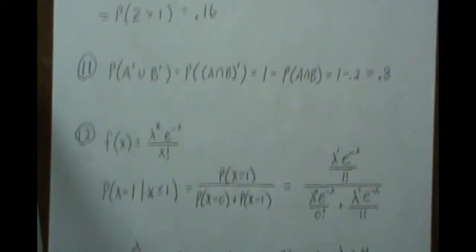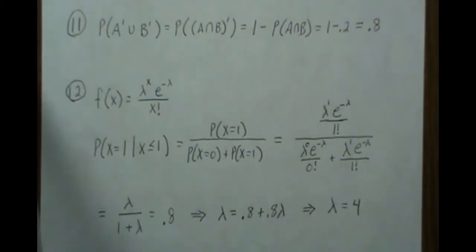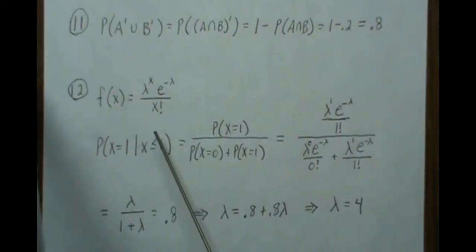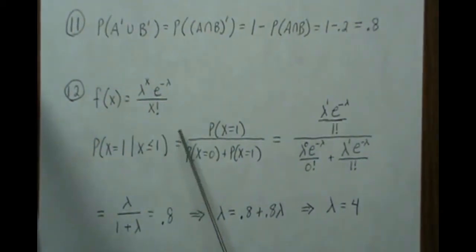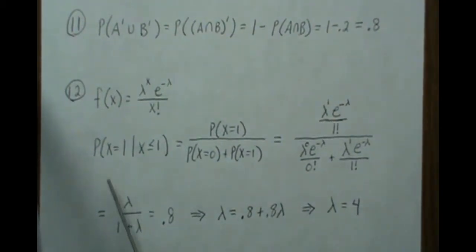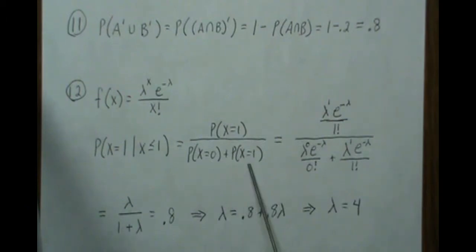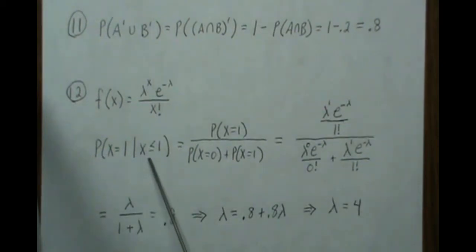Number 12. We have f of x is equal to this. They said it's a Poisson random variable with lambda. And we want to find the probability that x equals 1 given that x is less than or equal to 1. The denominator here is x less than or equal to 1, which means 0 and 1. And the intersection of these, that x equals 1 and x is less than or equal to 1, is just that x equals 1.